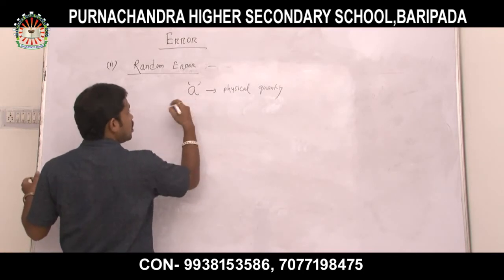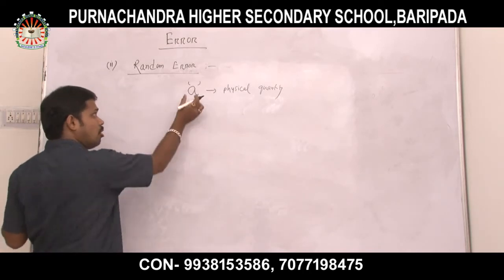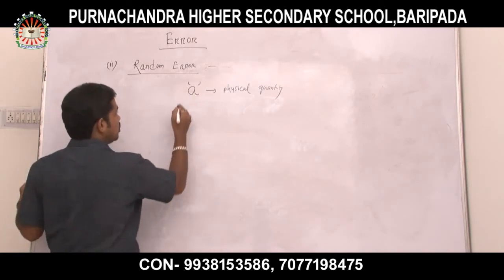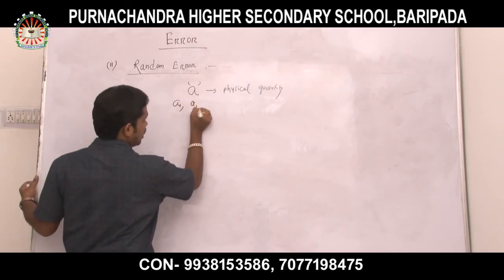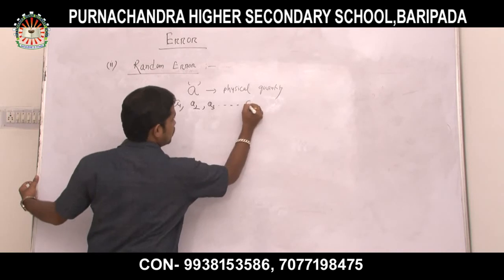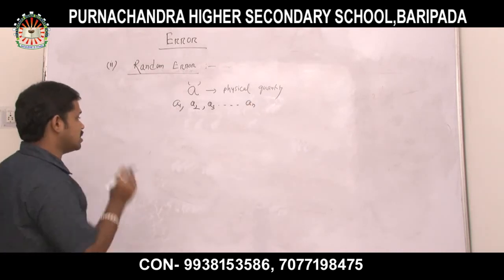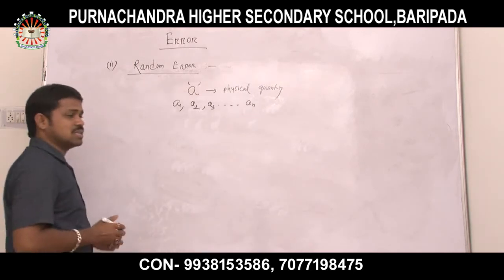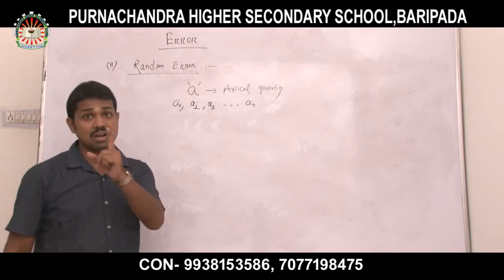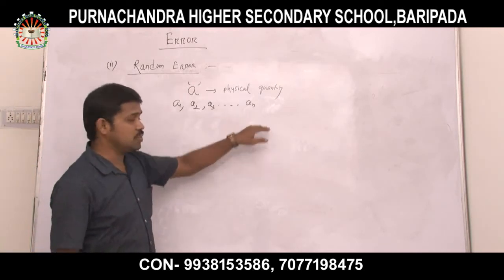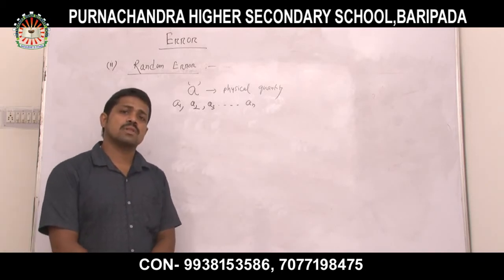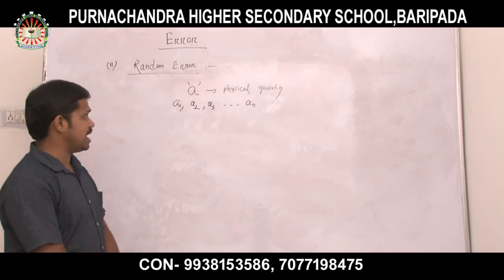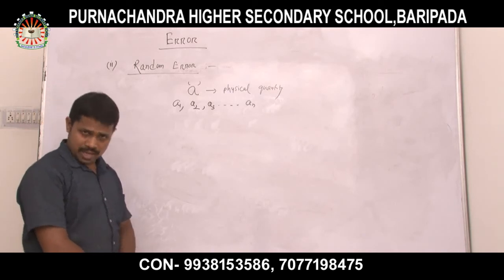So now we were performing an experiment on that physical quantity. During the experiment, what are the values we will get? A1, A2, A3 up to AN. Listen very carefully. These are the measured values we will get during your performance of the experiment on that physical quantity: A1, A2, A3 up to AN.